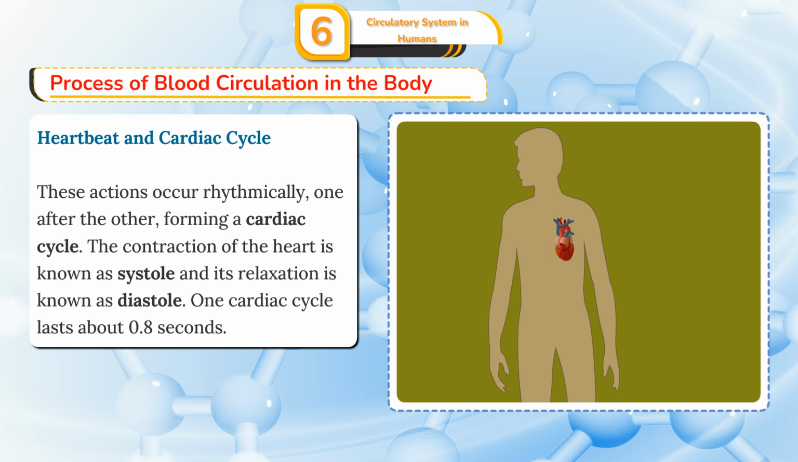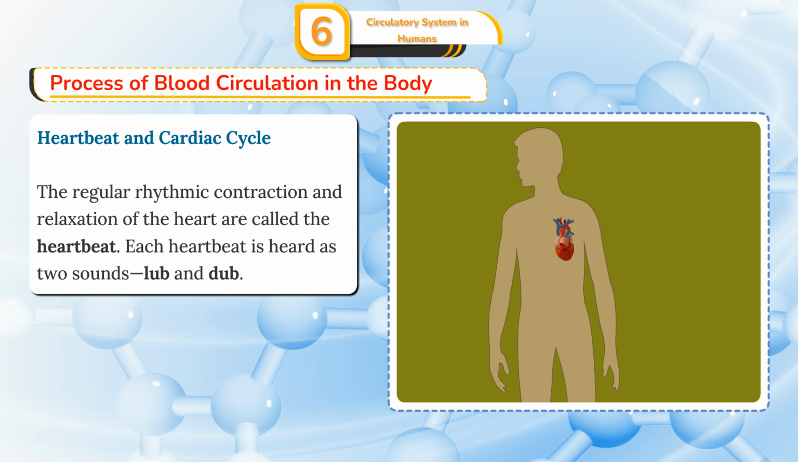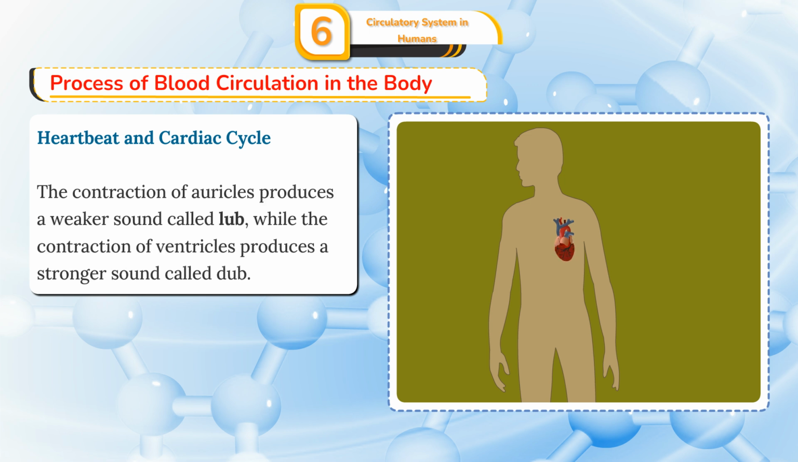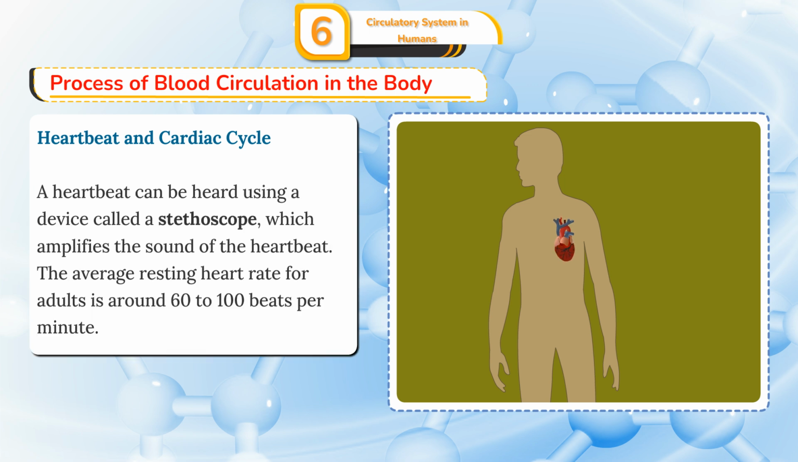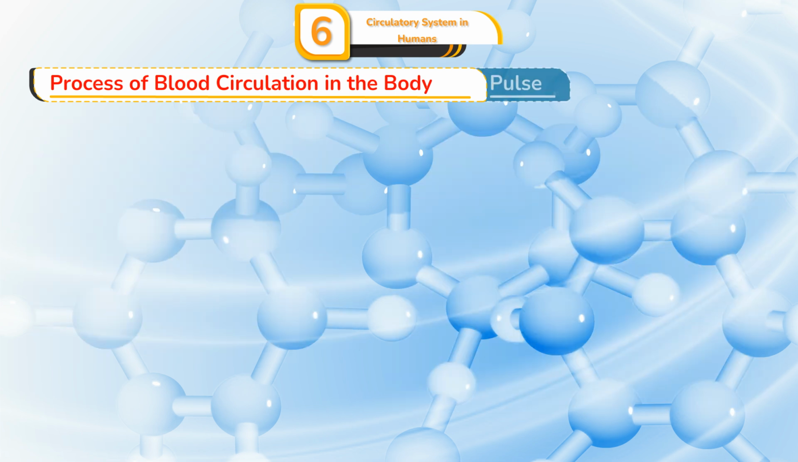One cardiac cycle lasts about 0.8 seconds. The regular rhythmic contraction and relaxation of the heart are called the heartbeat. Each heartbeat is heard as 2 sounds, lub and dub. The contraction of auricles produces a weaker sound called lub, while the contraction of ventricles produces a stronger sound called dub. A heartbeat can be heard using a device called a stethoscope, which amplifies the sound of the heartbeat. The average resting heart rate for adults is around 60 to 100 beats per minute.